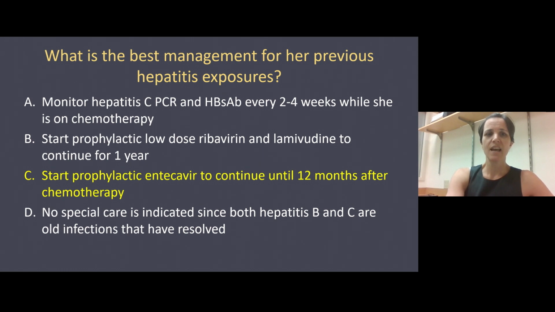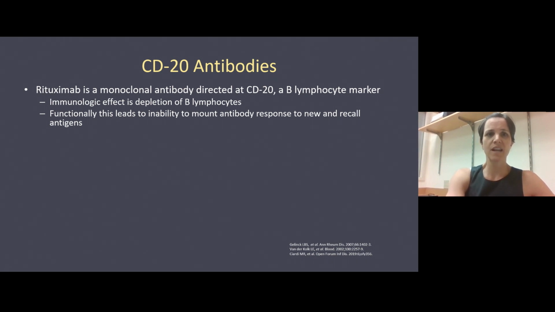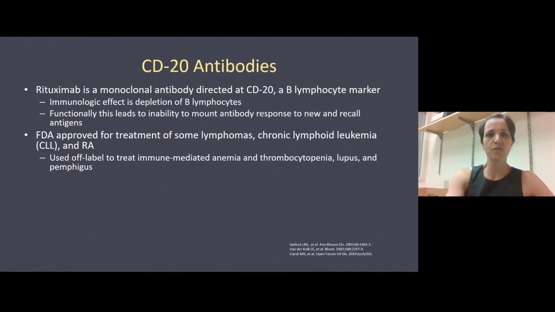What I will tell you is that hepatitis B can reactivate even if you've sort of cleared it, after you give something like rituximab, and we'll talk more about why you would choose prophylaxis or at least monitoring, but there is special care indicated. So CD20 antibodies. Rituximab is a monoclonal antibody to CD20, which is a B lymphocyte marker. Immunologically, the effect is to deplete B lymphocytes. Functionally, this means you have an inability to mount an antibody response to new or recall antigens, so it really affects your ability to respond to vaccines after you've received rituximab. It's FDA approved for the treatment of some lymphomas, CLL, or rheumatoid arthritis.